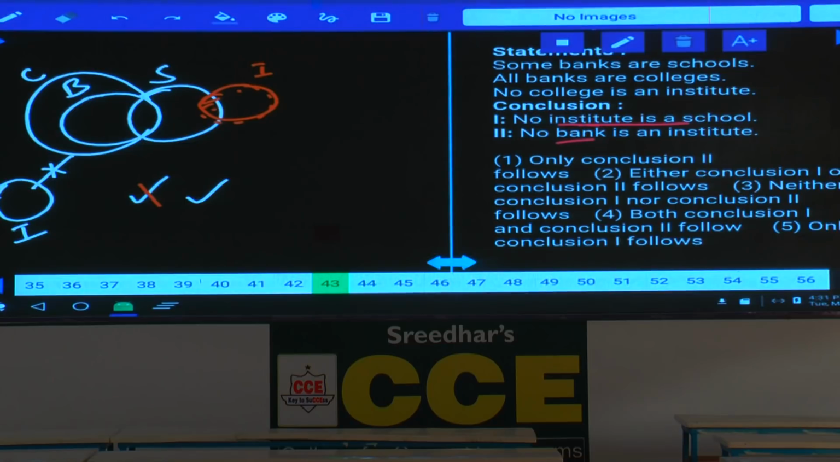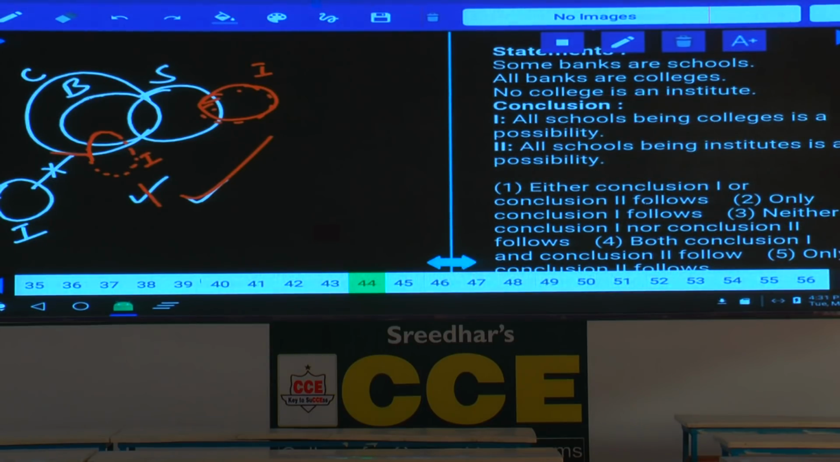Then coming to the second one, no bank is an institute. In order to make this one false, we need to prove some banks are institutes. Now tell me whether I can draw my institute like this. If you draw institute like this, then no college is an institute will be false. Statement invalid, alternate diagram cannot be drawn, and the previous conclusion will be true forever. And so only conclusion 2 follows. Only conclusion 2, that is given in choice 1. 43, choice 1.